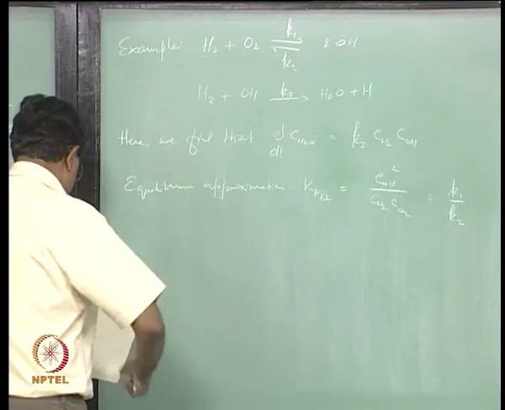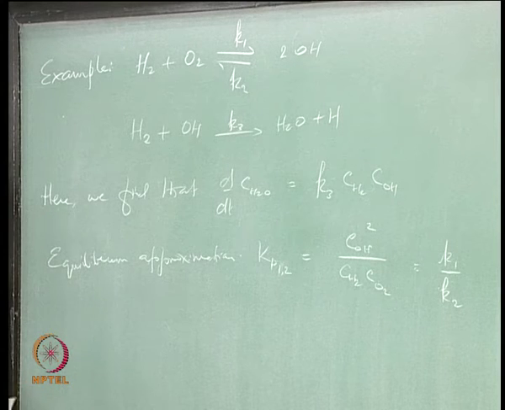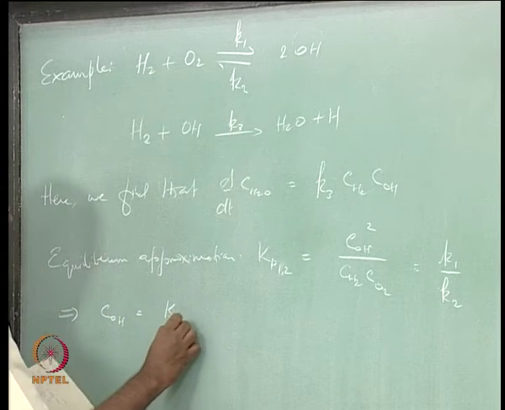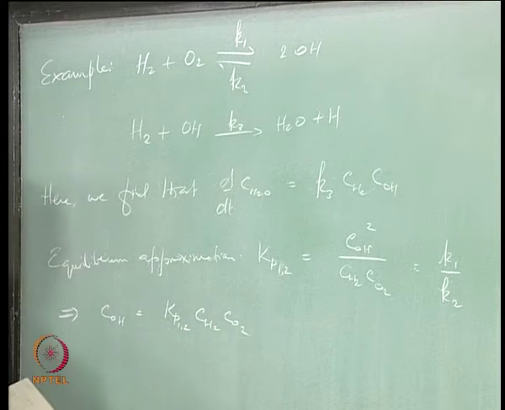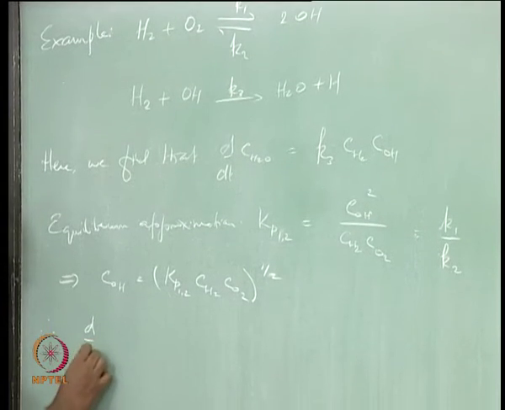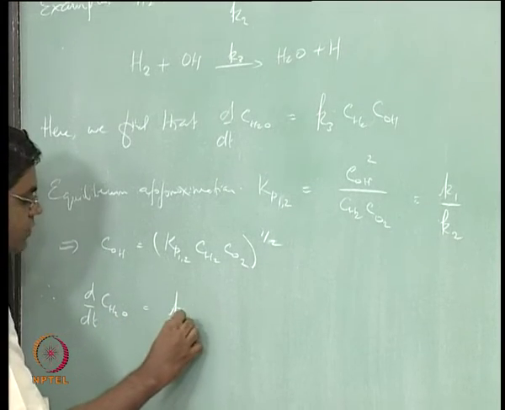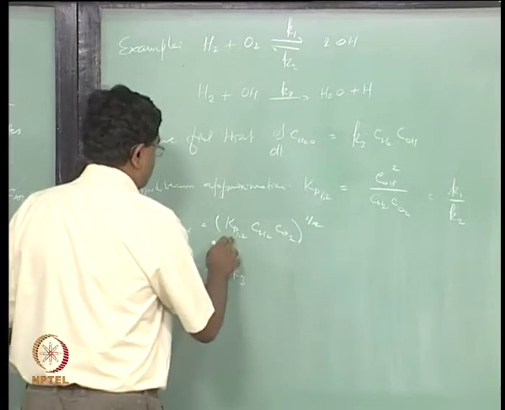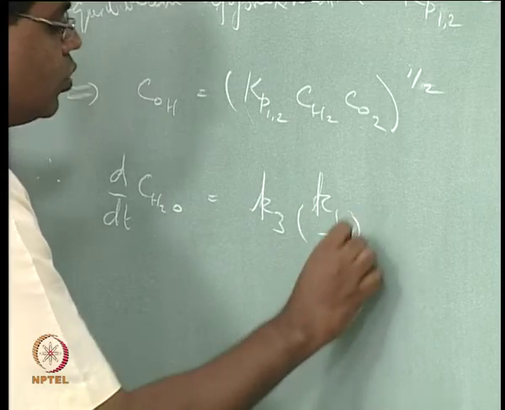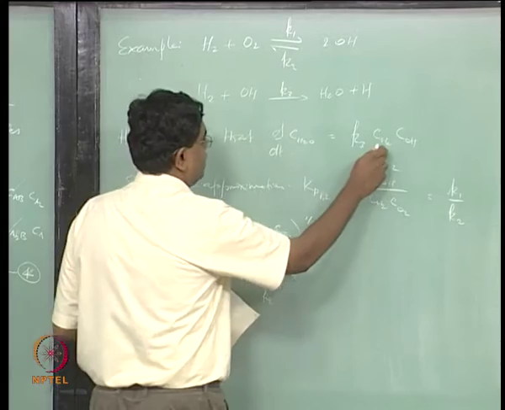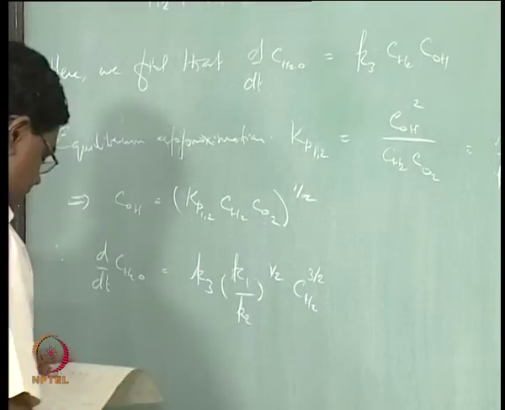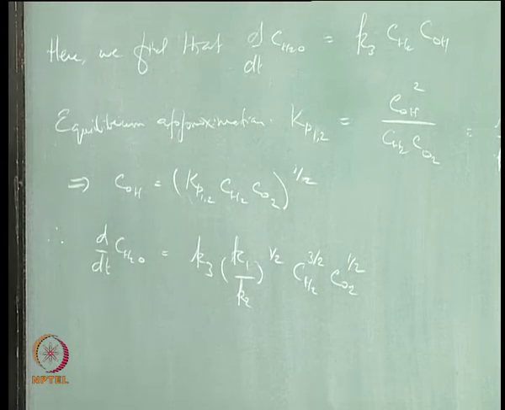So if you now use this, from here you try to evaluate what your C OH is. So C OH then is Kp 1,2 C H2 C O2 all to the half, and therefore d C H2O over dt is K3. Let's now get rid of Kp 1,2 and use K1 and K2 because they are given information in the reaction scheme, and you can say this is K1 divided by K2 to the half. C H2 to the half goes with C H2 there, and so it's like C H2 to the 3 halves and C O2 to the half remains.